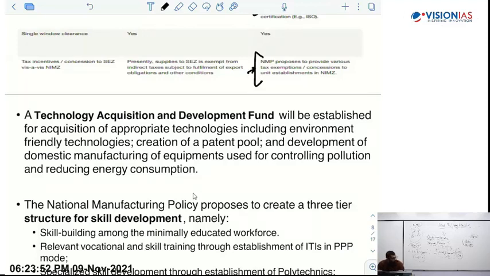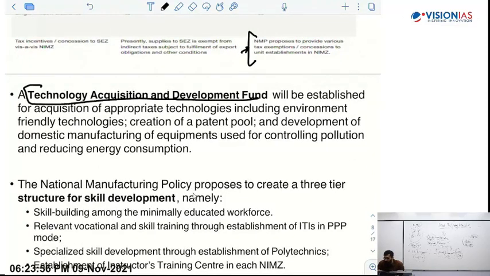Okay, so the next is you had a technology acquisition and development fund. Acquisition of appropriate technologies including environment friendly ones, creation of patent pool, development of domestic manufacturing of equipment, reducing energy. Logistic connection is not good, yes. So it's not that great, you had to develop. So you understand the creation of this technology acquisition and development fund. This is TADF. What is it trying to do?